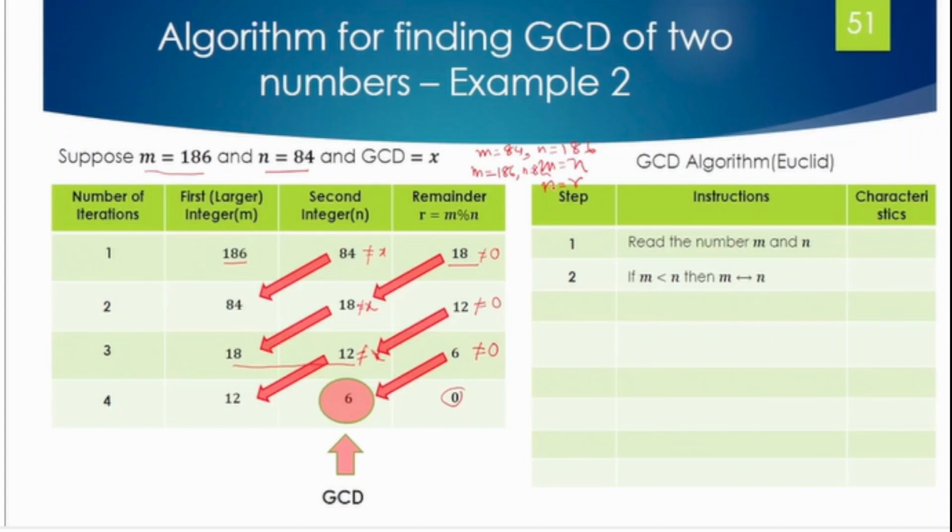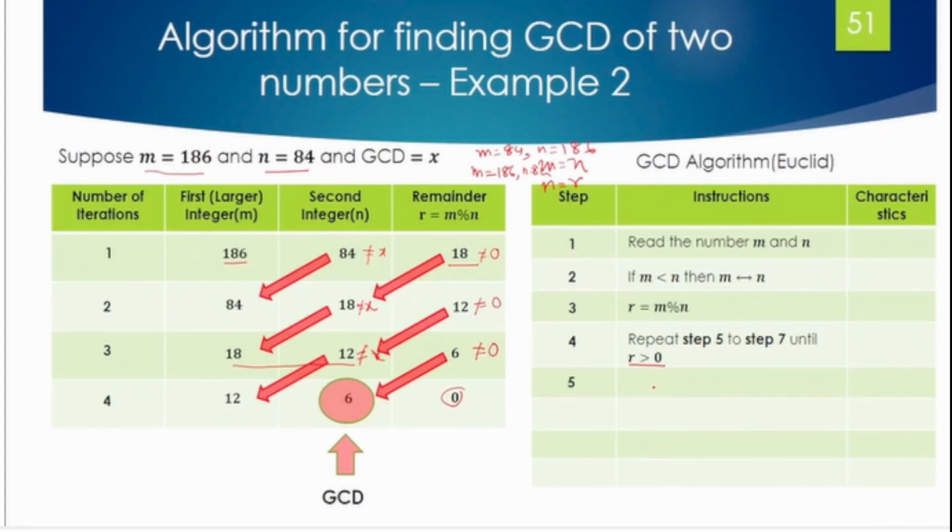So that's the reason I have added this step: if m is less than n, then swap them. That means you just shift the bigger number into m. Now onwards, we can execute our algorithm. First you calculate r equals m percent n. Now if r is 0, then fine, n is the GCD. But if r is greater than 0, then repeat steps 5 to 7.